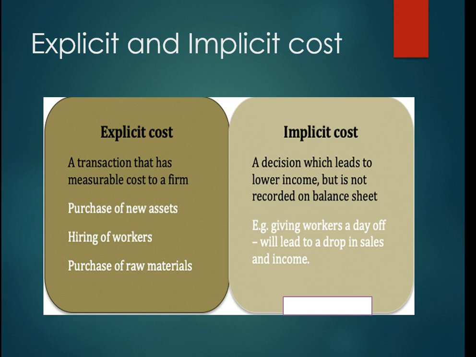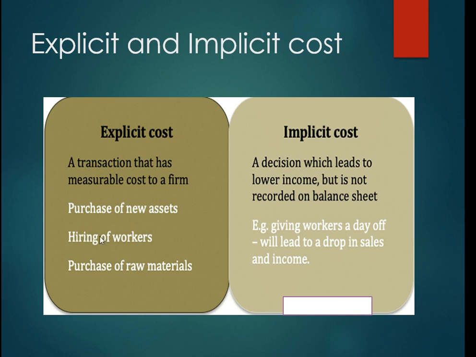Explicit cost is a cost whose transaction is measurable and is recorded in the expense sheet or the balance sheet. For example, explicit cost contains the purchase of new assets. For example, you are buying new machinery. When you are buying new machinery, you have to pay an amount of money, the price of that machinery. So you can see the cost.